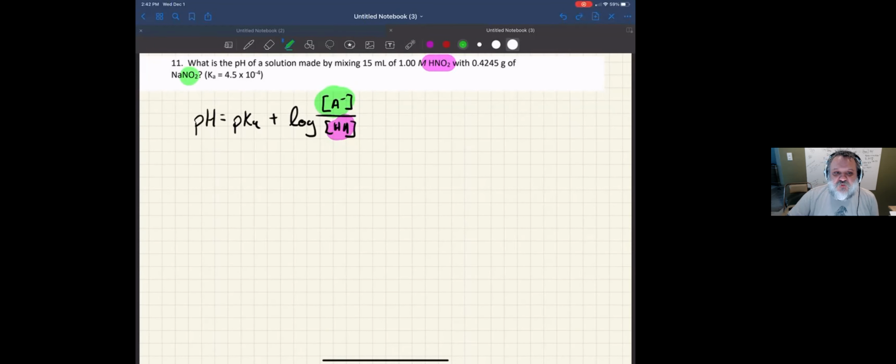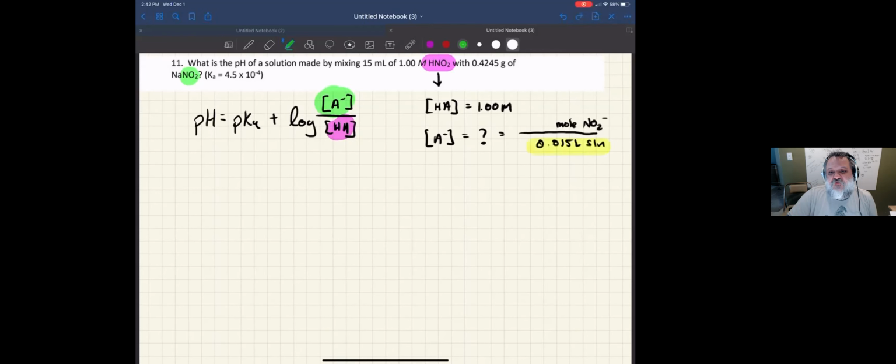And so we can use the Henderson-Hasselbalch equation to solve this problem. pH equals pKa plus the log of this ratio. So what do we need to do? We need to figure out the concentration of HA, and we need to figure out the concentration of A minus. Now we're going to see that we have some choices here. Now we have one choice. We already know the volume of the solution, and we can just figure out the moles of NO2 minus.